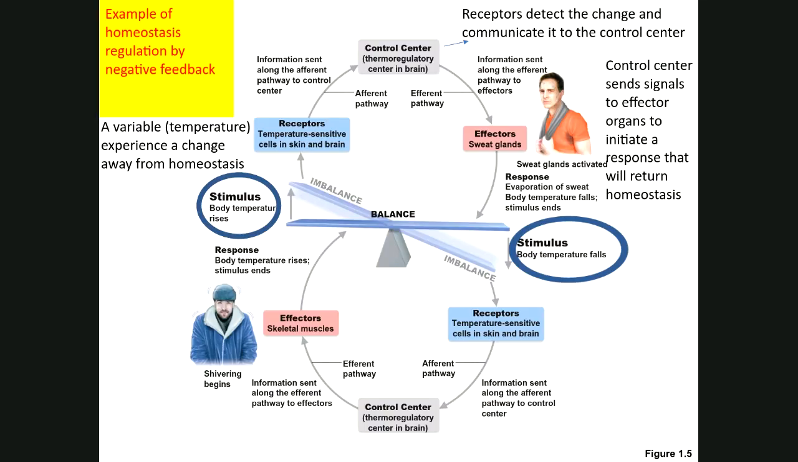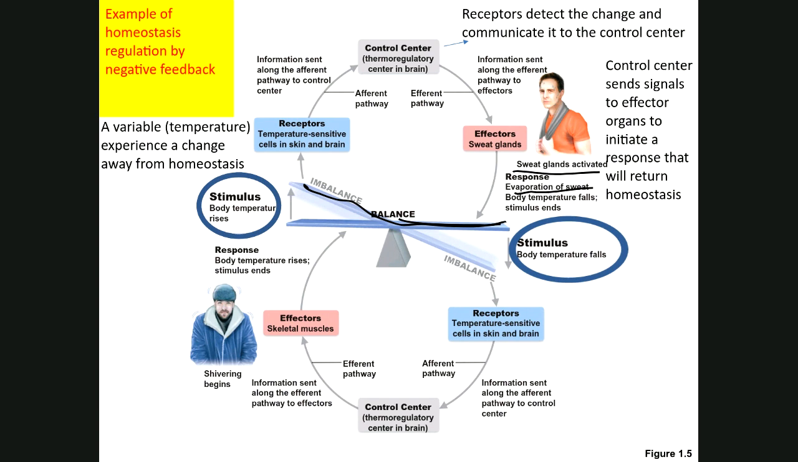So these will be the response, the negative feedback, that will bring the body temperature back to homeostatic levels. And one more time, the example of temperature. This up here is what happens when the body's temperature increases. In this case, the response is going to be sweat glands will be activated and evaporation will take place. Also, the blood vessels in the skin will dilate to dissipate the heat. So the response will bring temperature back to homeostasis.